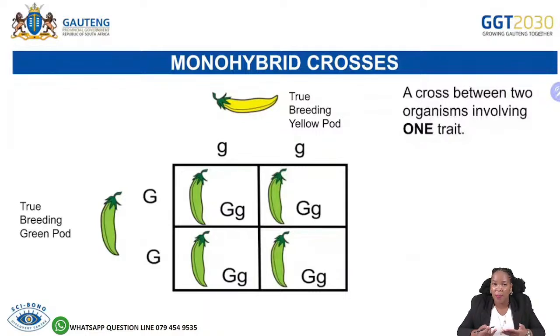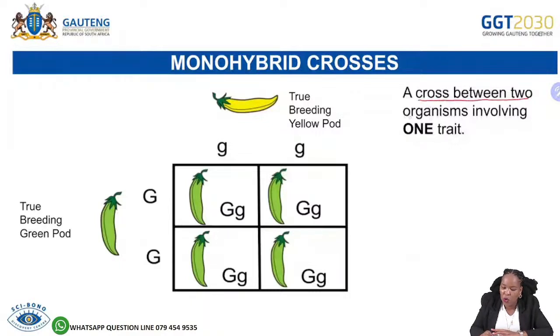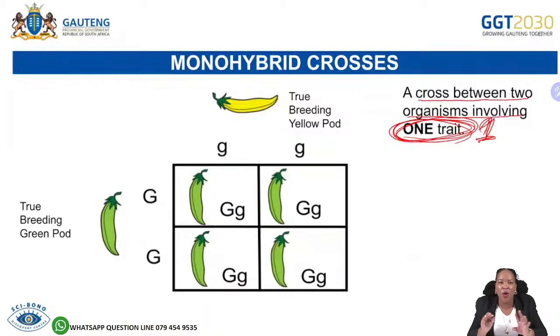So how are you going to apply it? First thing now, we are going to do genetic crosses. You want to find out how a particular individual inherited a particular characteristic. So we are going to start with the simplest one, which are the monohybrid crosses. What do we mean by monohybrid crosses? These are a cross between two organisms, but involving only one trait. Only one trait. There are no other characteristics, so you only focus on one characteristic at a time.